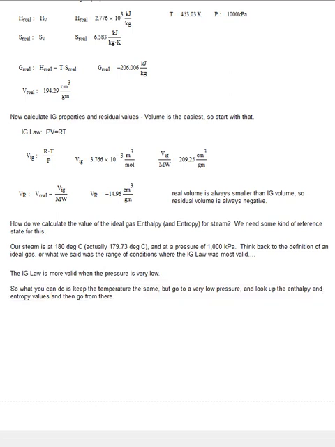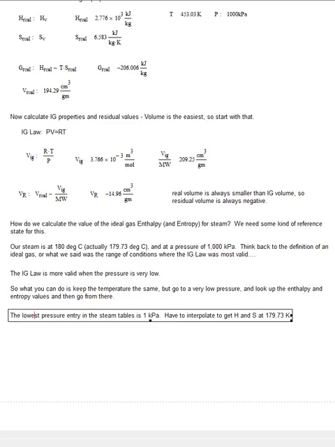So if I go to my steam tables in the back of my book and look up the lowest pressure entry I have, well, the lowest pressure entry I have is 1 kilopascal, and that will be on, let's see, page 690, page 692. You see on the left column, 1 kilopascal, 10, 20, 30. And you'll see that you have temperature entries of 75, 100, 125, 150, 175, 200 degrees C.